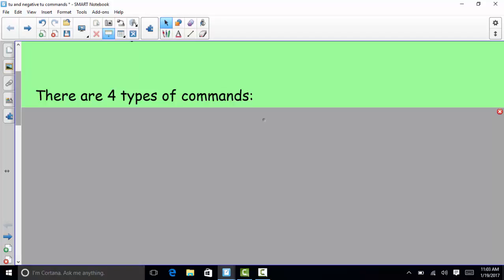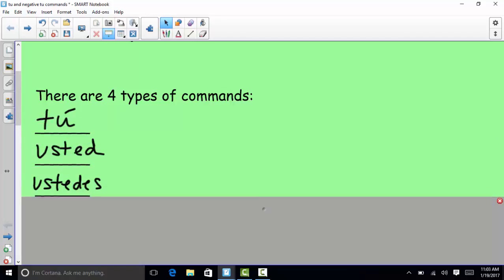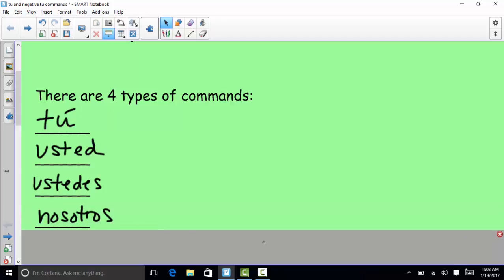But in Spanish, we have 4 different kinds of commands. So you have tú, usted, ustedes, and nosotros. In other words, if you're talking to a friend, you would use the tú command to tell them to do something. If you were speaking to an adult or you wanted to show respect maybe to someone you've never met before, you probably wouldn't be telling them what to do, but you would use the usted command in that case.